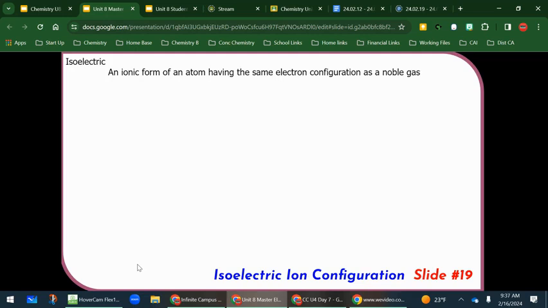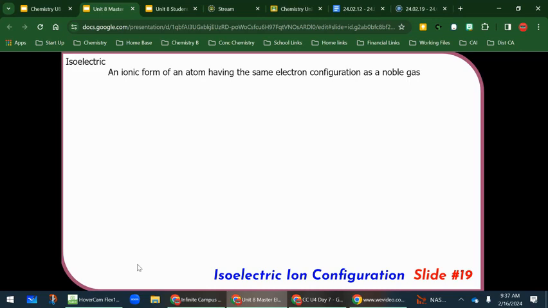When lithium becomes stable, it's going to do what? It's going to look like another gas. Which one? It's going to look like helium because lithium has one valence electron. It's going to lose it. If it had 3 electrons originally and it loses 1, it's down to 2.